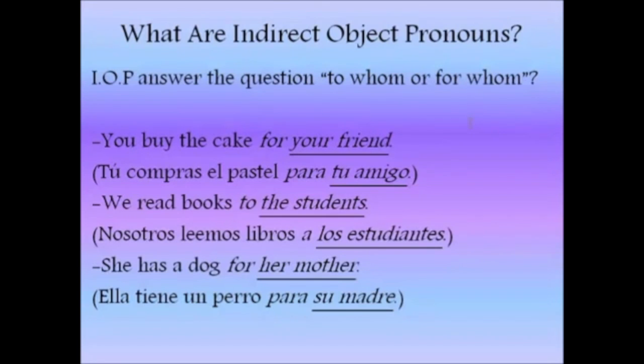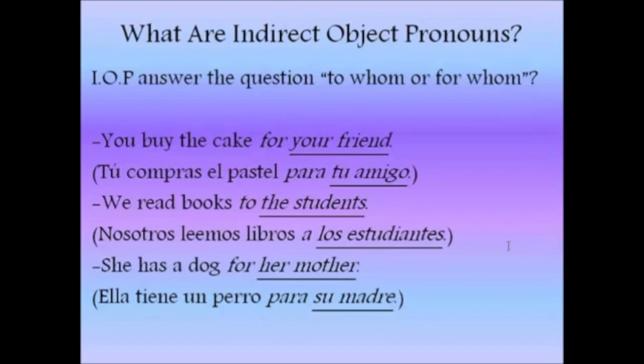Number 2, we have we read books. So which one of those words is the direct object? What is being read? The books. Very good. And the books are to whom or for whom? They're to the students. So los estudiantes is our indirect object. Nosotros leemos libros a los estudiantes.